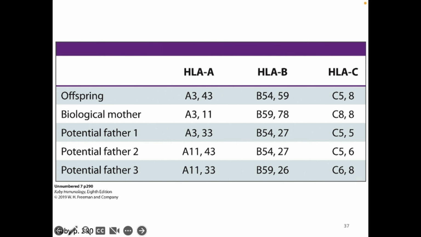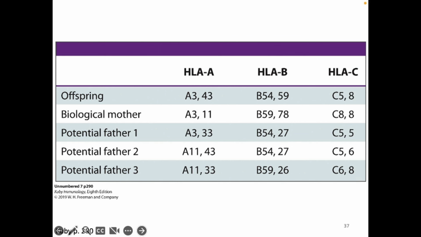So if we look, all right, this child has A3 and A43. It had to get A3 from its mom because mom didn't have 43 to give it. So that means 43 had to come from the dad. The only dad who has 43 is number 2.